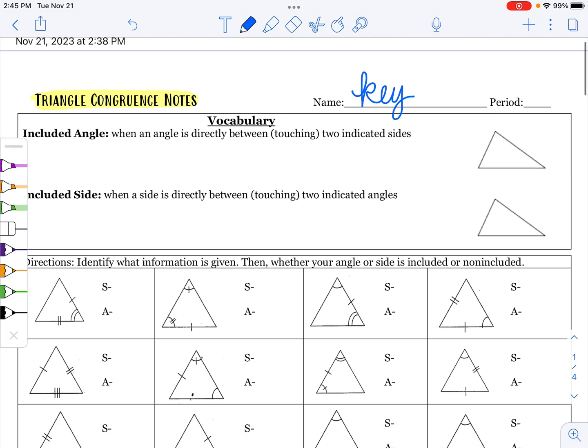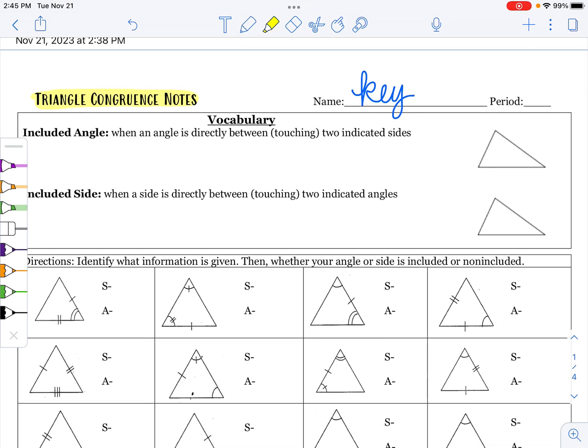So before we do that, we're going to talk about what it means to be included for a side or for an angle. Unfortunately in life, all of us know how it feels to be included, and we also know how it feels to be non-included or excluded from a group. So let's look at what happens with that in geometry. What is an included angle in geometry?